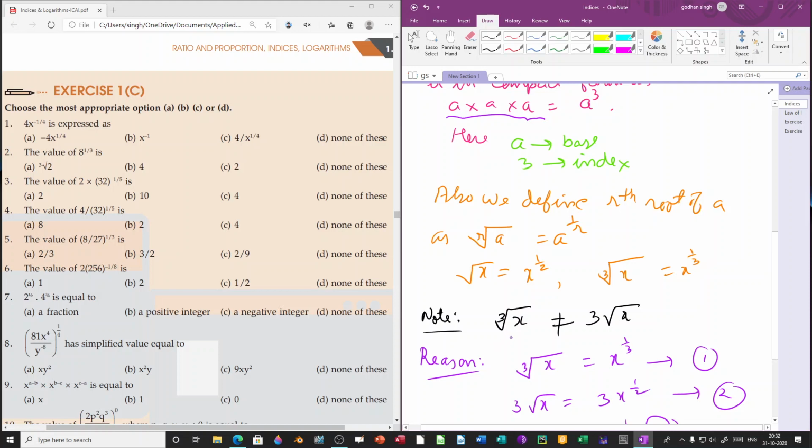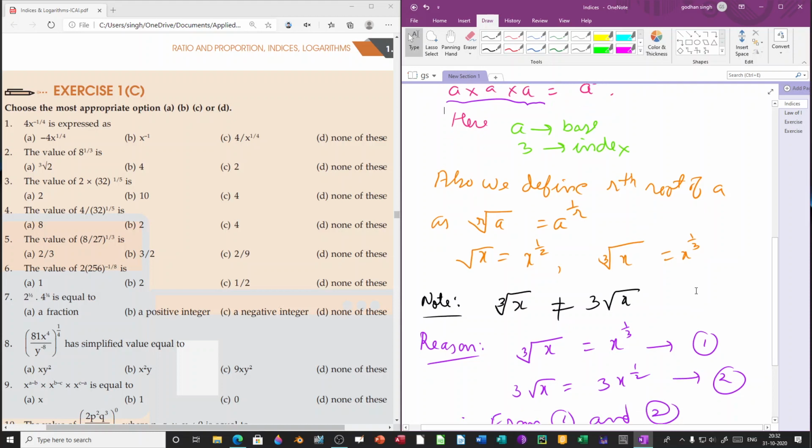Also it is to be noted that the cubic root of x is not the same as 3 into root x. When 3 is inside the root symbol, that is actually the cubic root of x, and when it is outside the root symbol, it is 3 into root x. So they have different meanings.